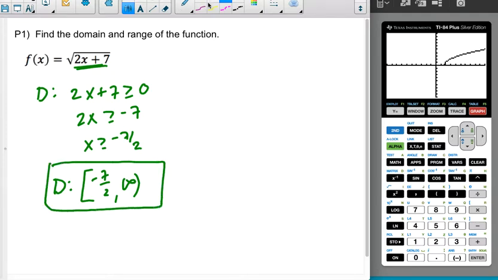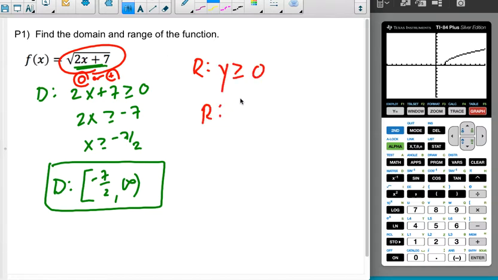All right, so there's my domain, and then for my range, again, the entire function is an even root. There's nothing outside the even root. So this even root has to be 0 or positive. It can't possibly be negative. That's not how even roots work. So y is greater than or equal to 0, or you can just write it as 0 to infinity for the range. And again, we can confirm that by graphing.